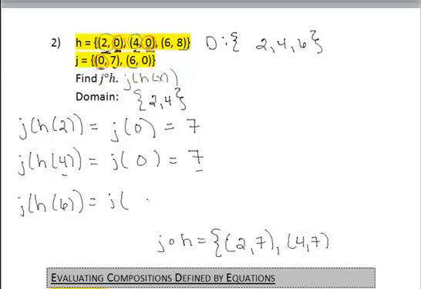What is h of 6? H of 6 is 8. And what is j of 8? There is no 8 here, so this doesn't exist. So that's another way you can just double check yourself and make sure that you have the correct domain.